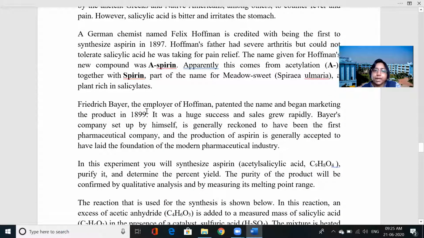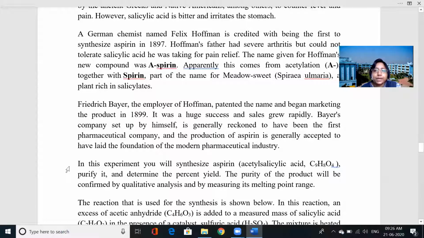Friedrich Bayer, the employer of Hoffmann, patented the name and began marketing the product in 1899. It was a huge success and sales grew rapidly. Bayer's company, set up by himself, is generally reckoned to have been the first pharmaceutical company, and the production of aspirin is generally accepted to have laid the foundation of the modern pharmaceutical industry.